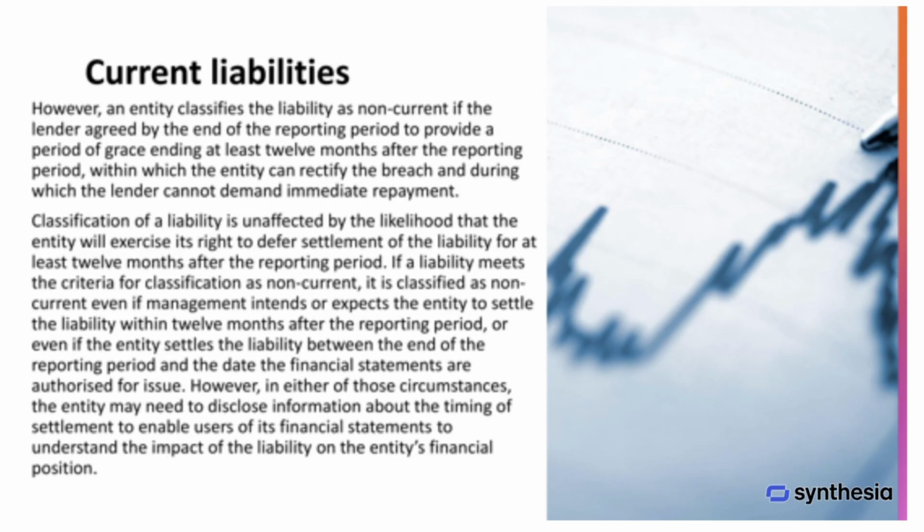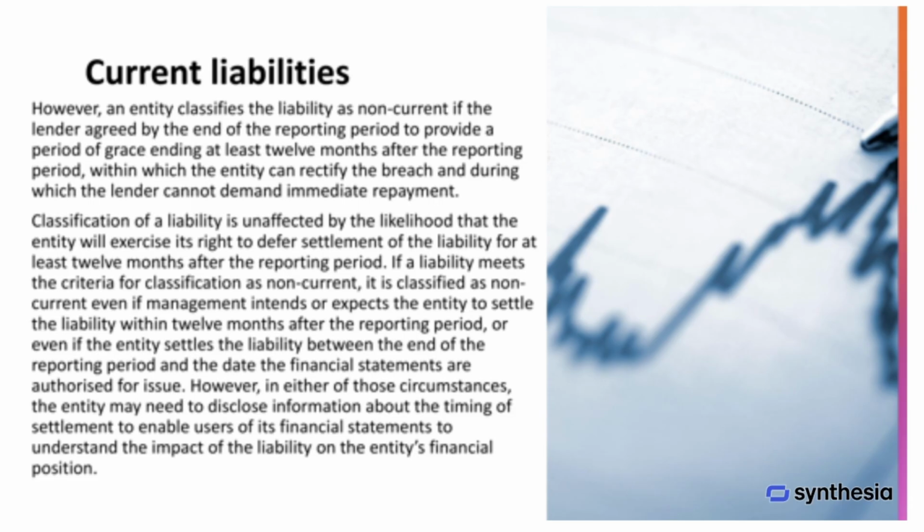An entity classifies a liability as non-current if the lender agrees by the end of the reporting period to provide a period of grace, which ends at least 12 months after the reporting period. During this period, the entity can rectify the breach and the lender cannot demand immediate repayment. The classification of a liability is not affected by the likelihood that the entity will exercise its right to defer settlement of the liability for at least 12 months after the reporting period.